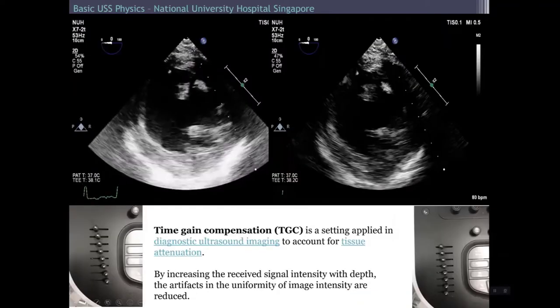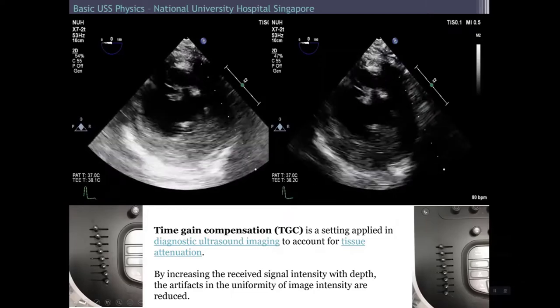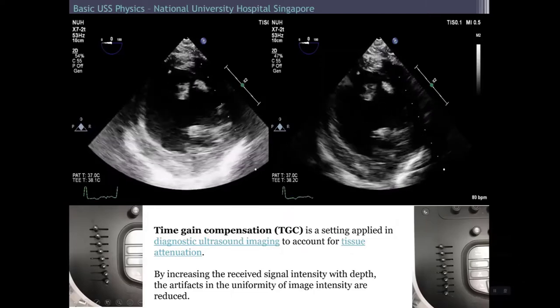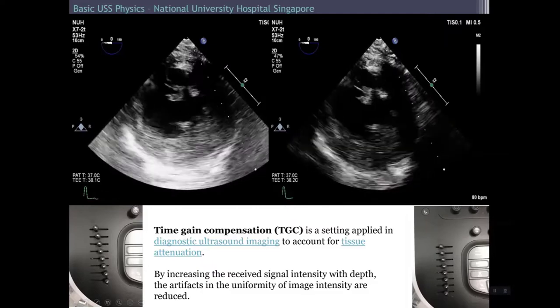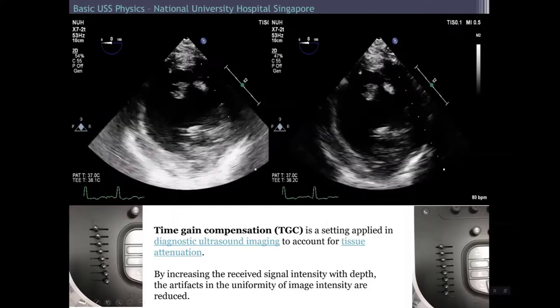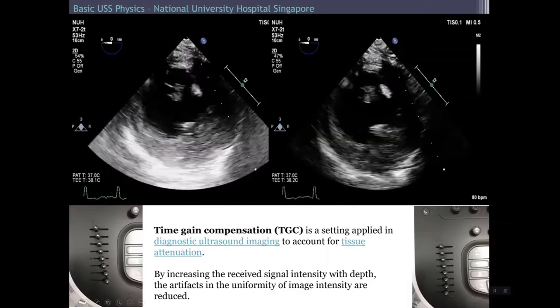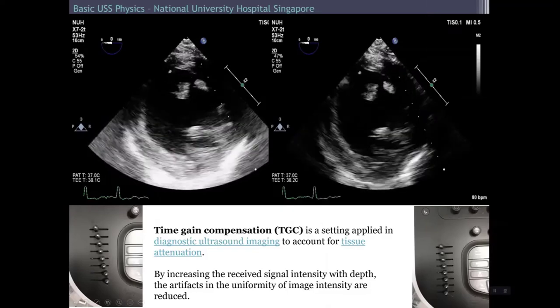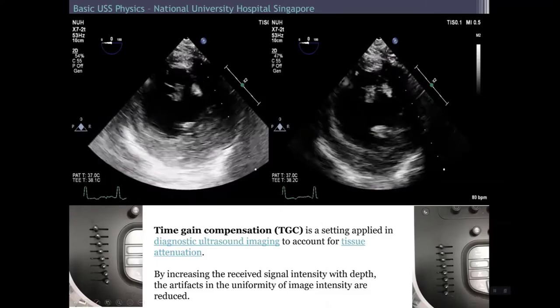Here are two examples of TGC or different time gain compensation settings. By altering the TGC, we can amplify returning echoes from the deeper structures which are attenuated. This allows for a more uniform image in terms of gray scale to be obtained. The image on the left has the TGC set to amplify the returning echoes from deeper structures. The inferior LV wall therefore appears brighter on the screen when compared to the image on the right.